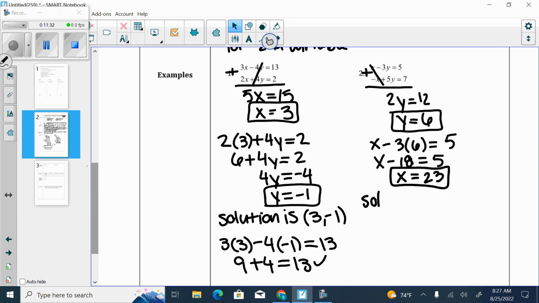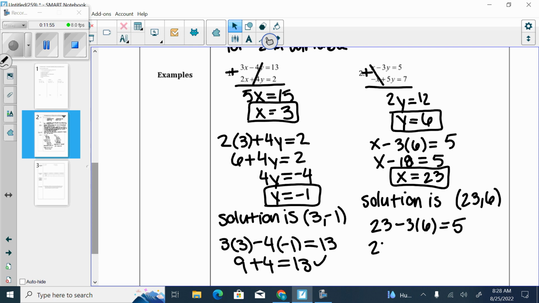So we need to write our answer as that ordered pair. And then if we were going to check this, we would just go and sub it into either one of those equations. If I picked the top one, it'd look like 23 minus 3 times 6 equals 5, or 23 minus 18 equals 5, which is true. Okay? All right.